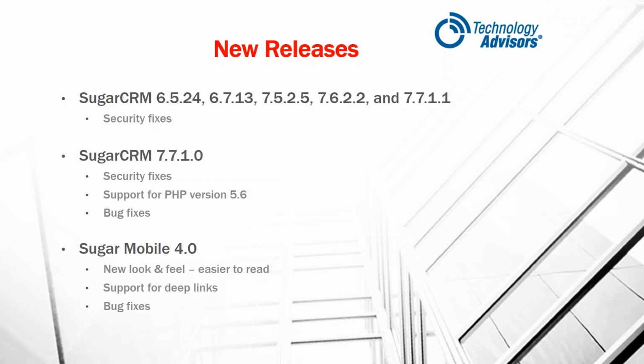The other main new feature in Sugar Mobile 4.0 is support for deep links. Basically what that means is you can open a link from your email, for example, to a Sugar record, and it will open directly in the Sugar mobile app, on that record. So rather than having to navigate from your link to your web browser, which then redirects you to the app, it just takes you more directly there and goes to the correct record. And of course, there were some bug fixes in that release as well.